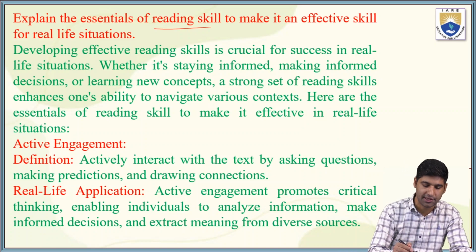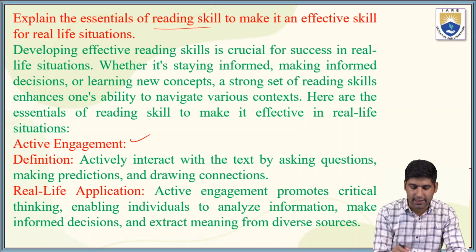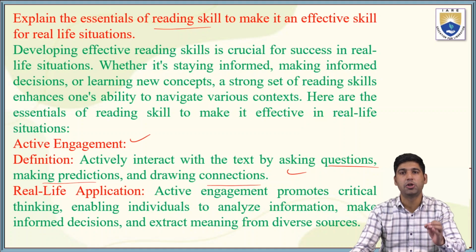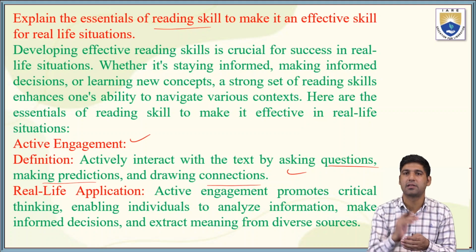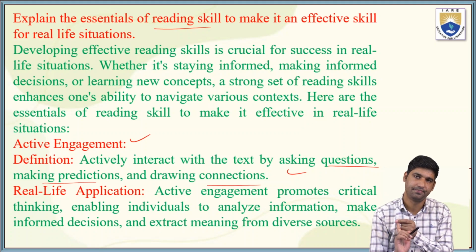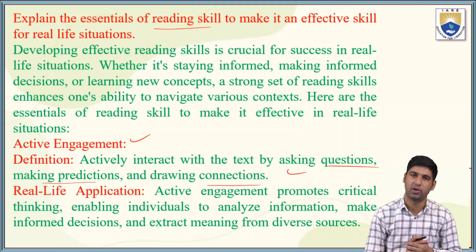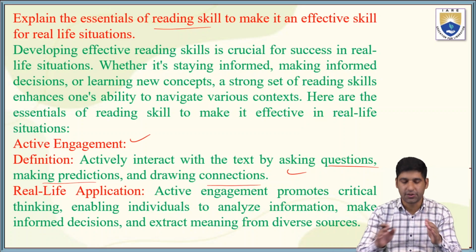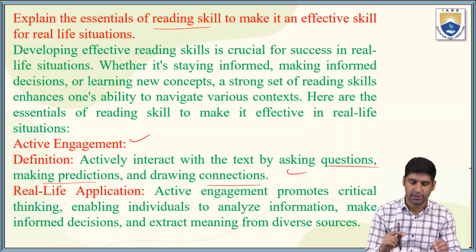Number first is active engagement. Active engagement means actively interact with the text by asking questions, making predictions, and drawing connections. Every reader must be actively engaged with the written text. Now, how can we make ourselves actively engaged with the text? Number one thing is by asking questions. We should ask questions about the written material that is being provided to us. Number second is, it is better to make predictions. It is better to draw conclusions. When we do these activities, we are making an active engagement with the text.